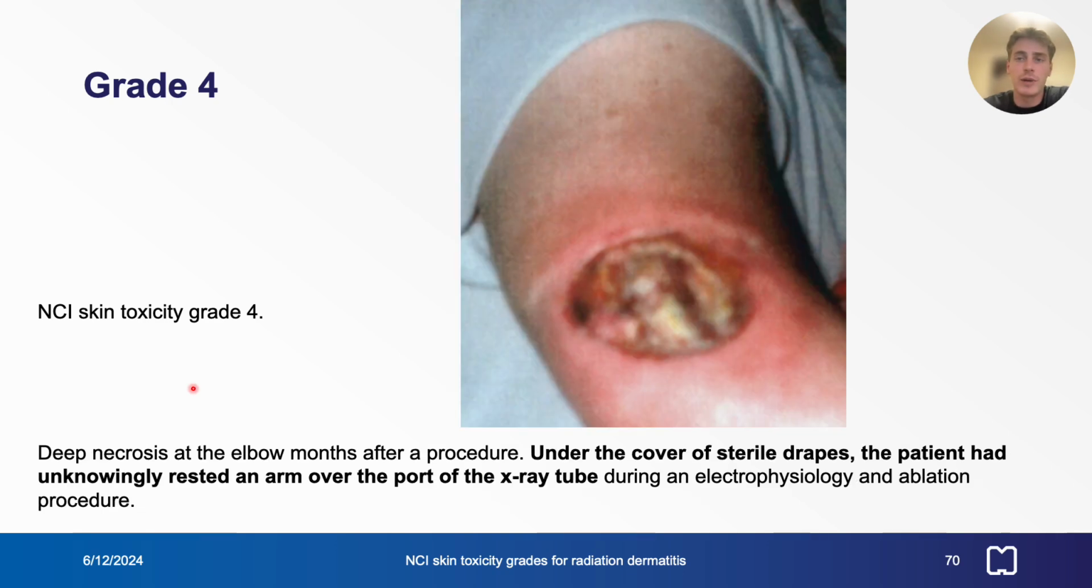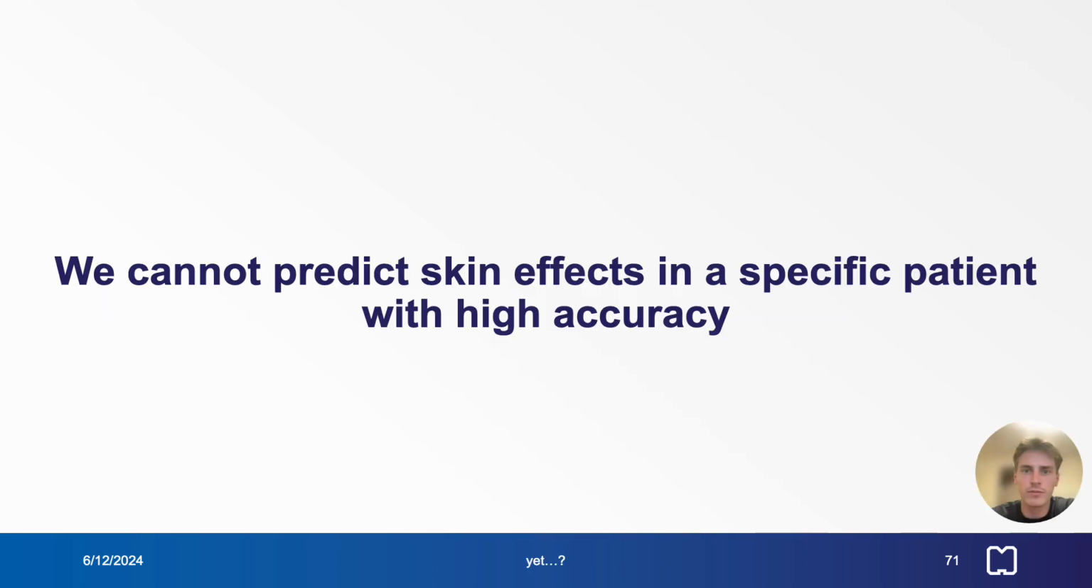In this image, we have a final example of a grade 4 skin toxicity showing deep necrosis at the elbow months after procedure. Unfortunately for this patient, under the cover of sterile drapes, they had unknowingly rested their arm over the port of the X-ray tube during an electrophysiology and ablation procedure. Now, you may notice that these 2 worst images that I've shown were entirely avoidable. As a closing remark, I think it should be etched in our minds that we cannot predict skin effects in a specific patient with high accuracy.